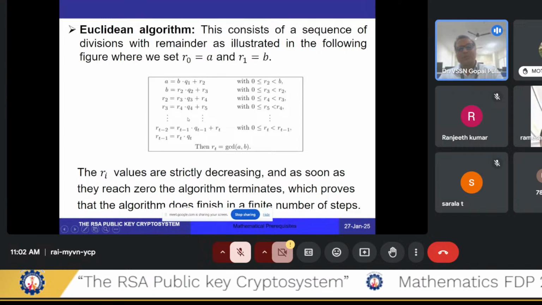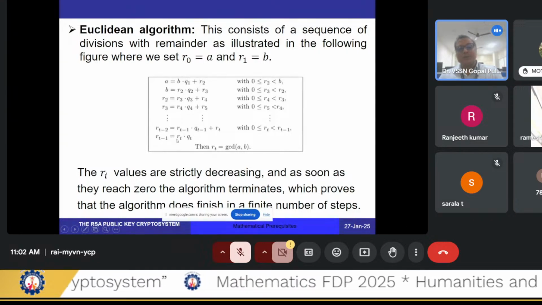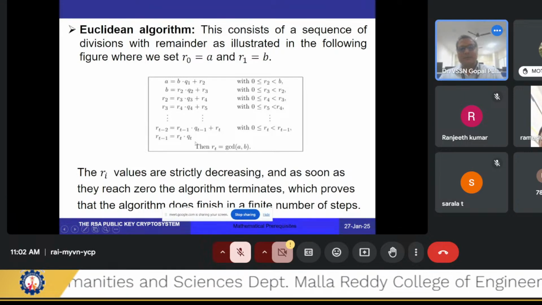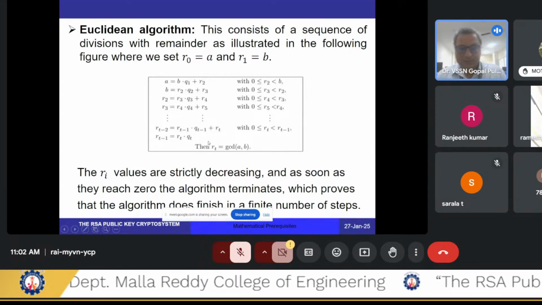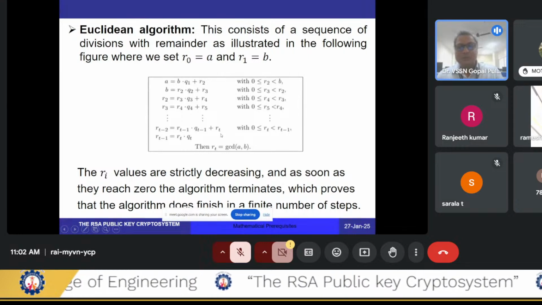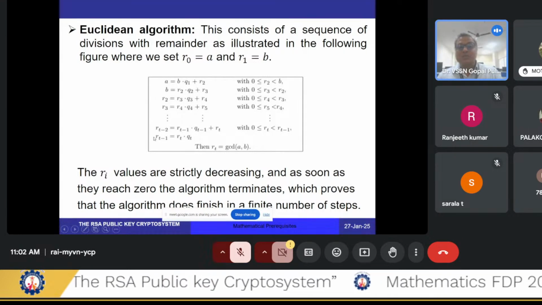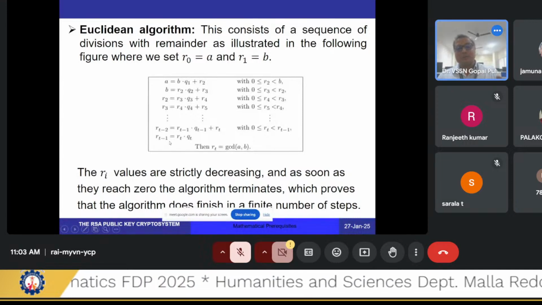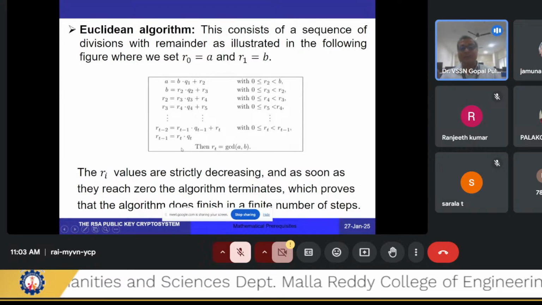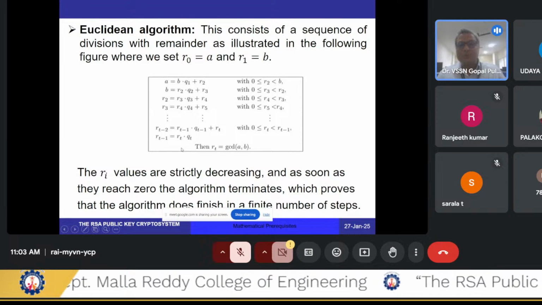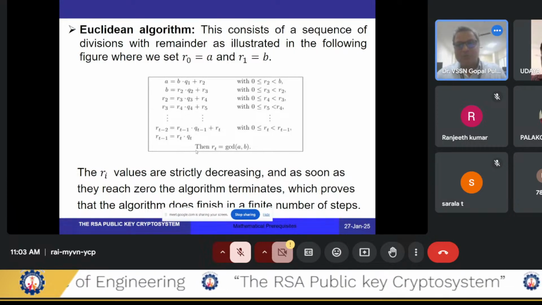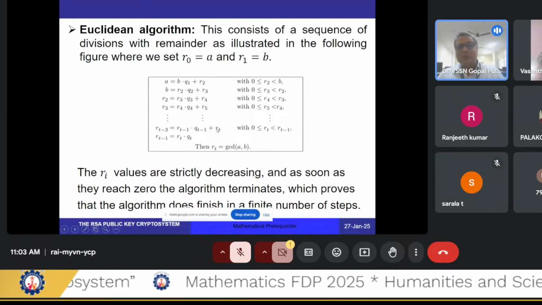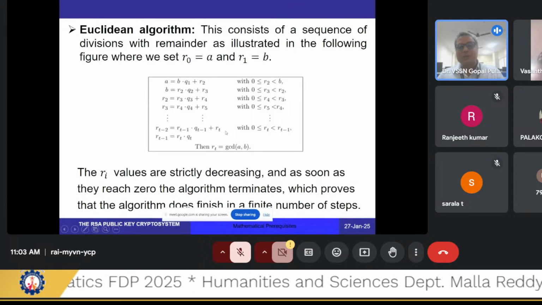This process is continued, and we end up with r(t-1) equal to rt qt. In the last step we won't have any remainder, as the remainder is obviously 0, and in the last but one step we have rt. This rt is the greatest common divisor of a and b.